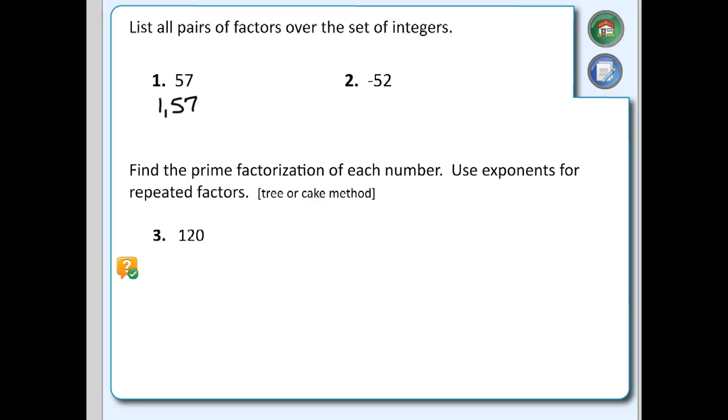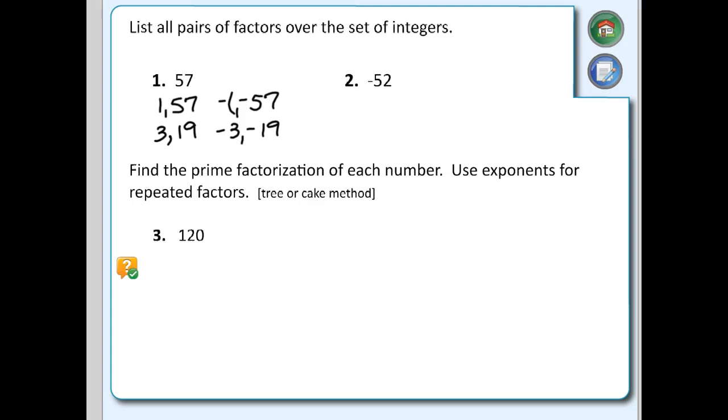Okay, will 2 go into 57? Nope, it's an odd number. Will 3 go into 57? I think that works, and that's going to be 3 times 19, and I think that's it. 4 won't go in there, 5, 6, I think that's it. Okay, now that's only my first 2. There's actually 2 more sets of integers. Do you remember what they need to be? Yeah, that's right. I need -1 and negative 57 and negative 3 and negative 19.